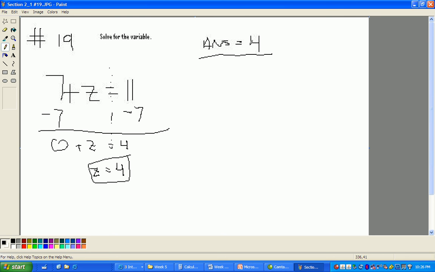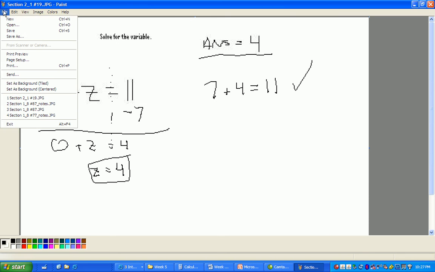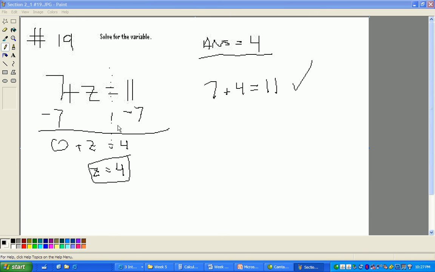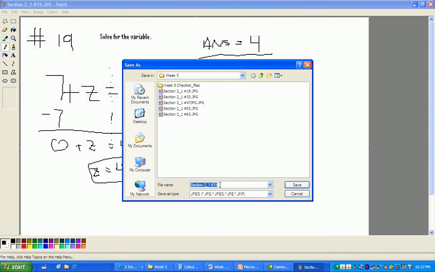Now the way we can check this is we take this value and plug it into our initial equation. 7 plus, we said z is equal to 4, is equal to 11. Is this a true statement? Sure is. 7 plus 4 is equal to 11. So we're good. We're going to save this as some notes so I can include it in the PowerPoint. And let's go ahead and do another example.